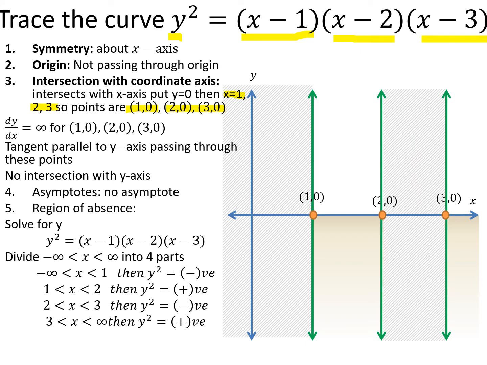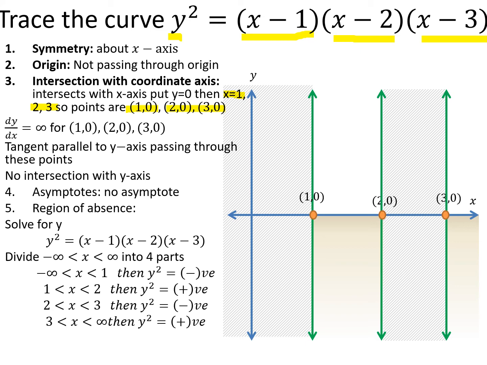Okay, now we have to check the last part, that is 3 to infinity. If x is greater than 3, then x minus 1 is positive, x minus 2 is positive, and x minus 3 is also positive. So y square will be altogether positive. That means the curve exists, so we will not fill it with the shaded part. Okay, so that's all; we have discussed all the 5 rules. Now we have to draw. We will draw the curve firstly in the 1 to 2 part. By this you can easily see that at (1, 0) the green line is the tangent, and at (2, 0) also the green line is the tangent.